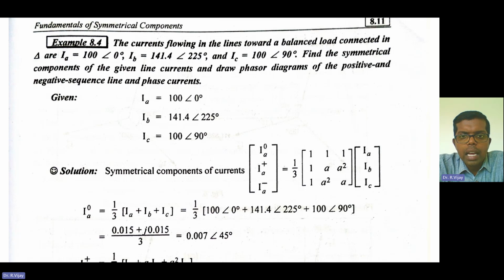So what they told is they want us to find the symmetrical components of the line currents, and as well as we need to sketch the phasor diagrams of the positive and negative sequence of the phase currents. So what is given in the problem? IA is given, that is 100 at the angle of 0 degree. IB is given, that is 141.4 at the angle of 225 degree. And IC is also given, that is 100 at the angle of 90 degree.